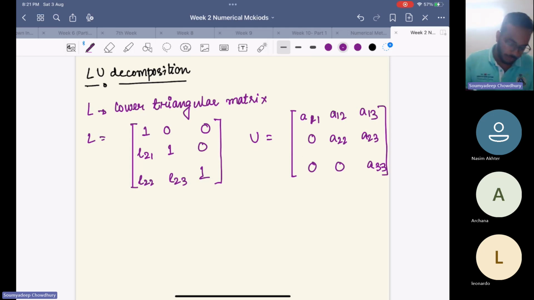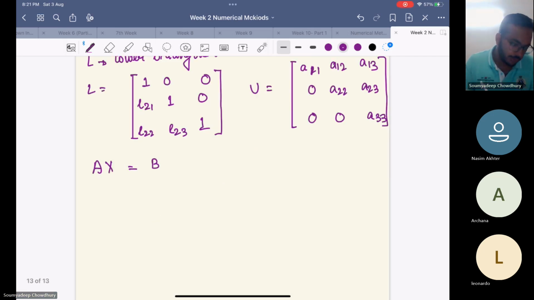So what we do here, our form of equation is AX equal to B, right? So A is our coefficient matrix. This A we will decompose into L and U such that A is equal to L into U. So we have LUX equal to B. Then we will replace this UX by another variable which is Y. So LY equal to B.